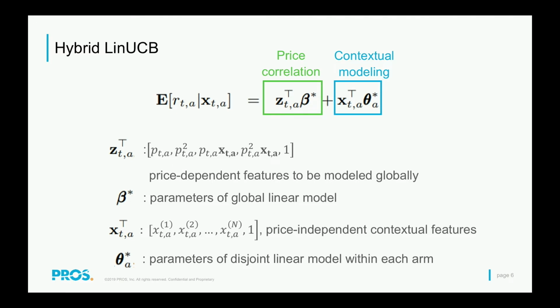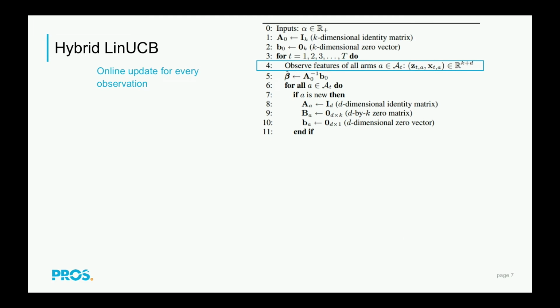And then the next question is how we are going to solve this problem, to learn these betas and thetas. Well, it's going to be an online update process. Say there are going to be T iterations of updating the model. In every iteration, we first observe a context, the Z, the price-related features, and X, the price-independent features. And we initialize the model in the beginning with an identity matrix or zero matrix.